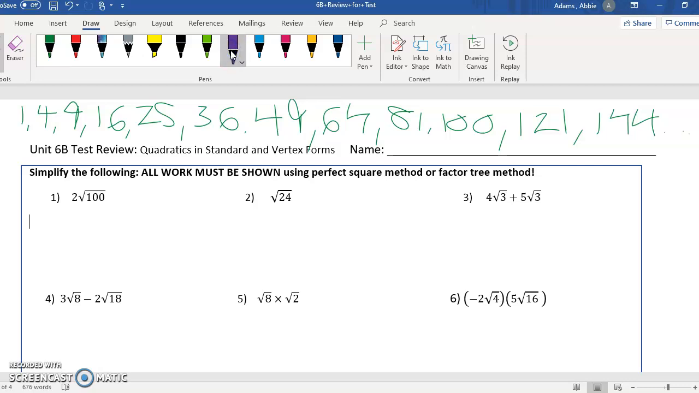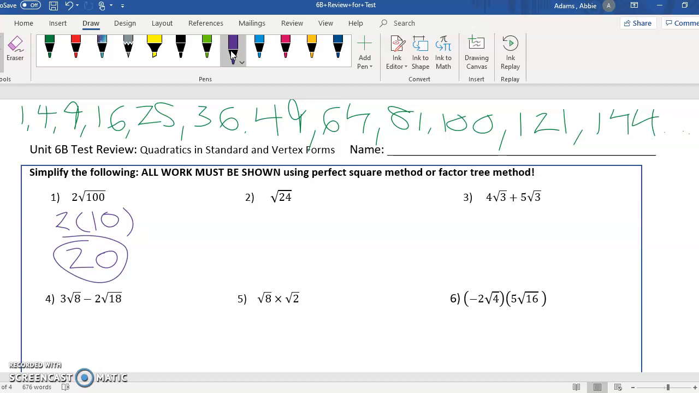It says 2 times the square root of 100. Looking at our list up here, we have 100 here. That was 10 times 10. So 100 is a perfect square, so we can say that the square root of 100 is 10. So this simplifies to 2 times 10, and 2 times 10 simplifies to 20. So 2 times the square root of 100 can now be simplified to 20.